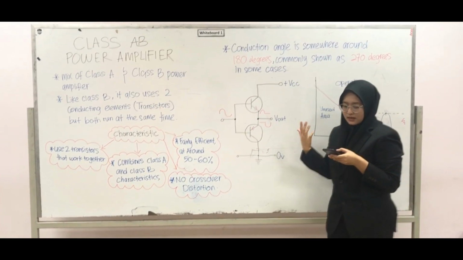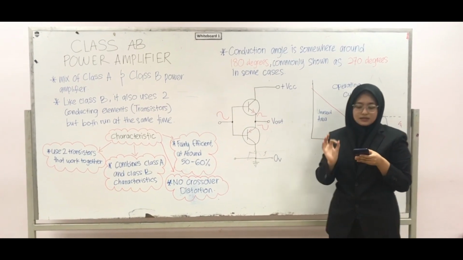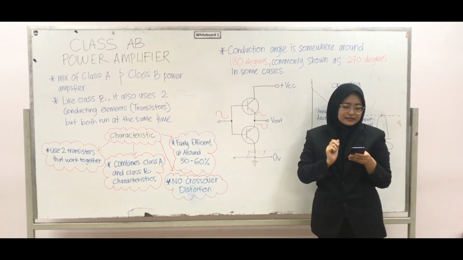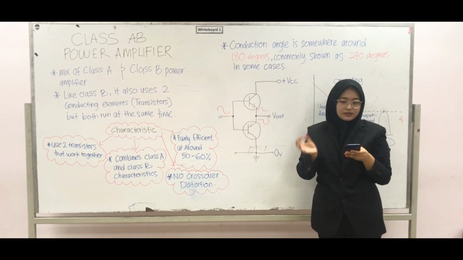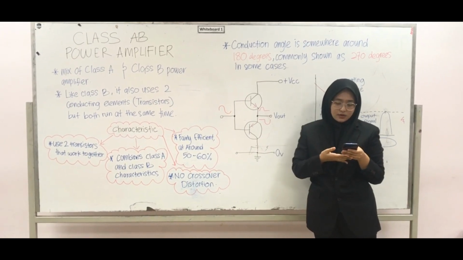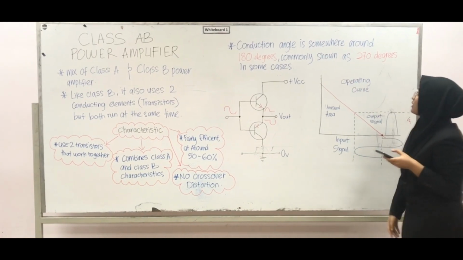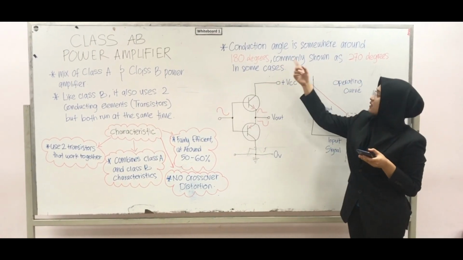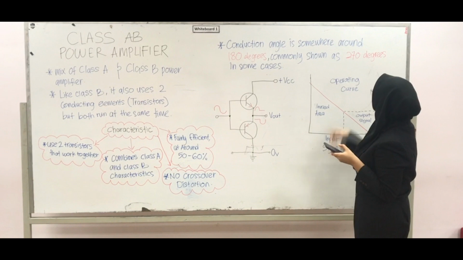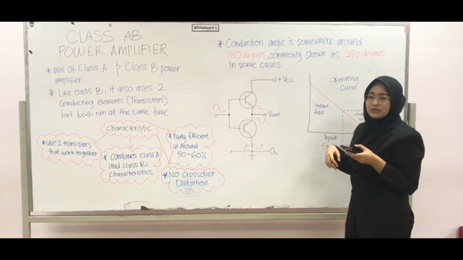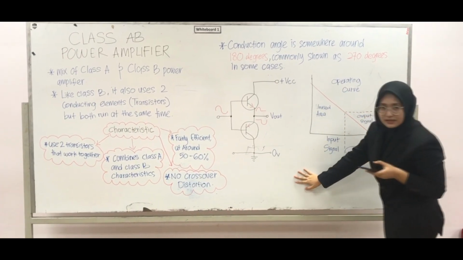But in this case, while each transistor conducts for more than a half cycle, they conduct less than a full cycle completely. The conduction angle is somewhere around 180 degrees, commonly shown as 270 degrees in some cases, and this is the diagram.